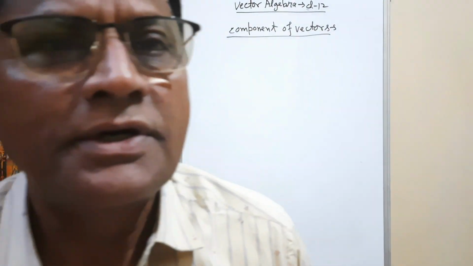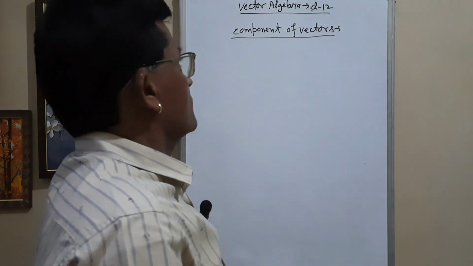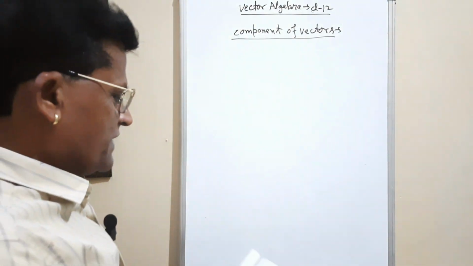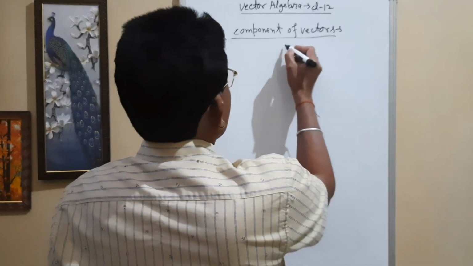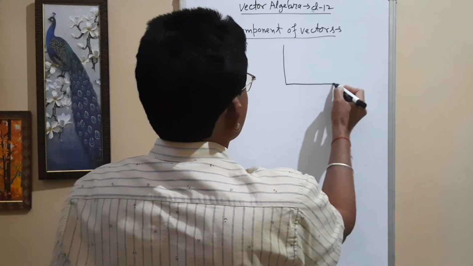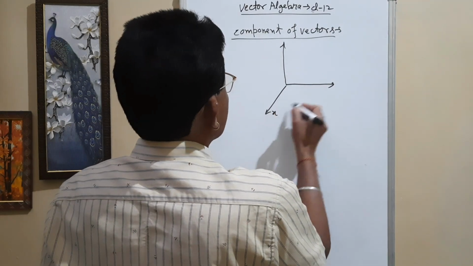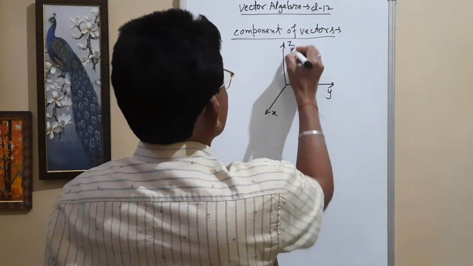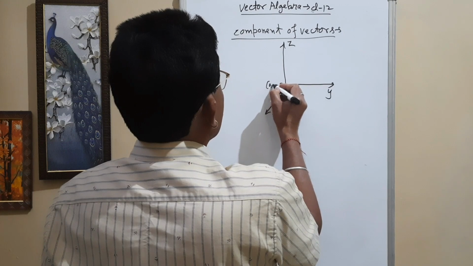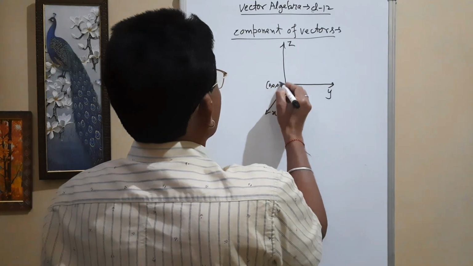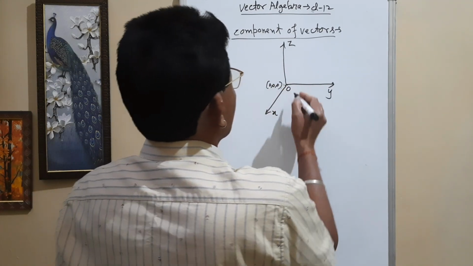The components of the vector, which is very important. Let me draw the figure, which is a very important figure in three-dimensional space. This is the x-axis, y-axis and z-axis. The origin is denoted by its coordinates, which will be 0, 0, 0.